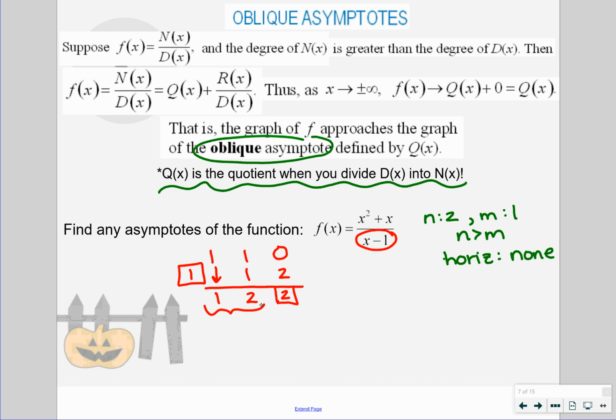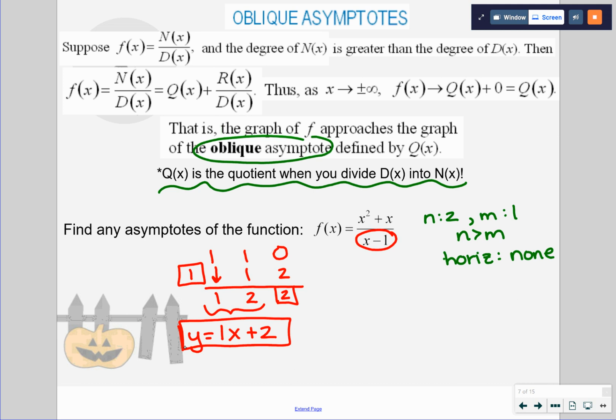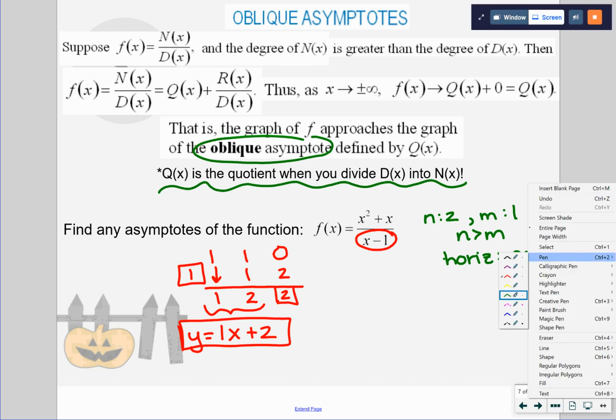If I put the variables back in, I had an x squared, I divided in a linear term, so now I'm left with a degree 1, a linear term. This represents 1x plus 2. Stick a y equals in front of it, and that is your oblique asymptote. Okay, so it could be a line. This would be a diagonal line. You can imagine graphing it has a y-intercept of 2, a slope of 1. It could be bigger than that. It could be a quadratic. It could be a cubic. It depends what we're dividing in. All right, so that's oblique asymptotes, horizontal asymptotes. Can you guys tell me what the vertical asymptotes on this one are?